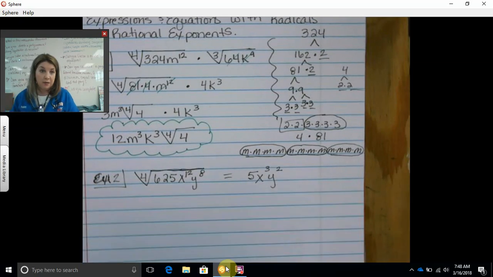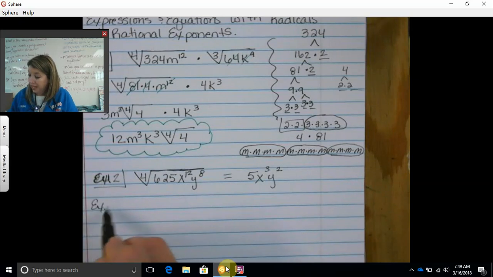Is there anything left to go under the radical? Nope. That's it. So they're not all going to take forever. And on this one, I wasn't multiplying by anything or adding anything or dividing. So that's all I had to do, just simplify the radical. Cool beans? Example 3.